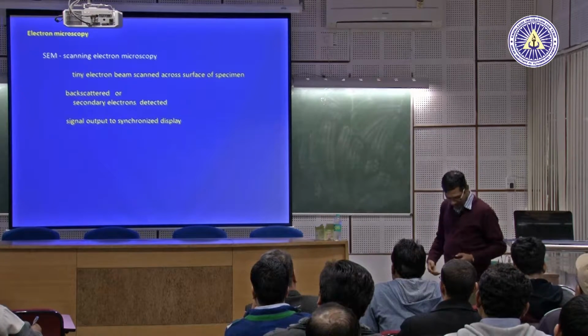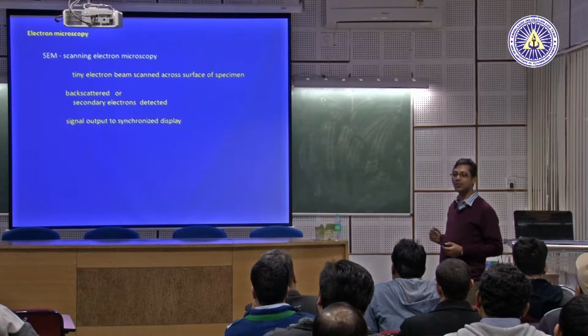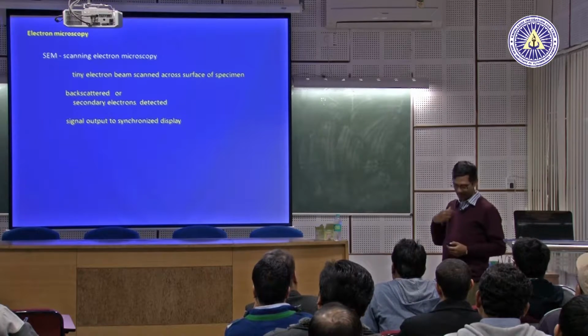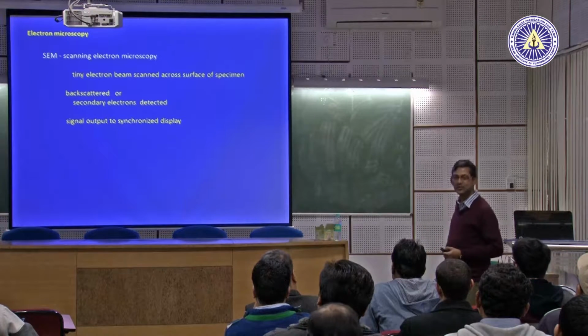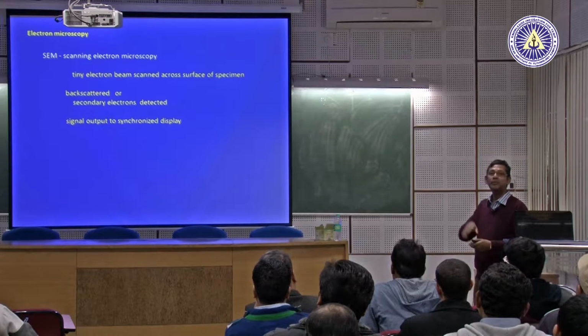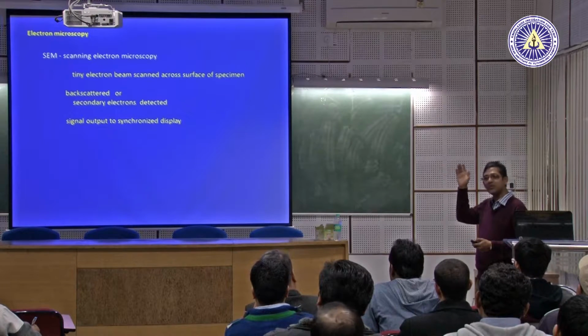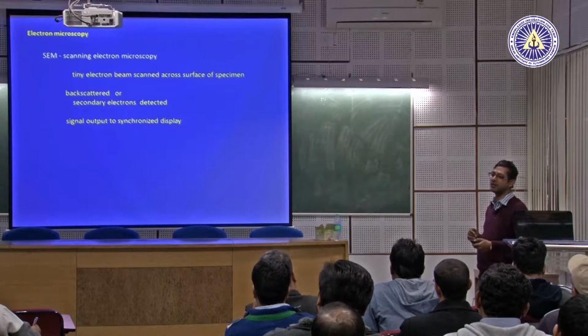Like my hair is black, so very little radiation goes to the camera, but my skin has a different color, so it gives you a different kind of information, and then you project it on a TV screen using a picture tube. Scanning electron microscope behaves almost similar to that.